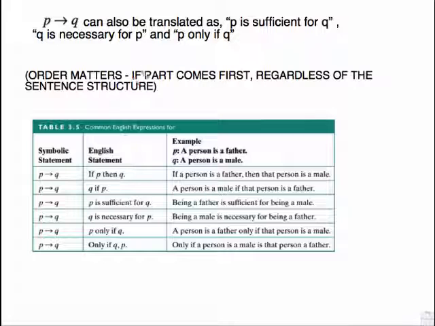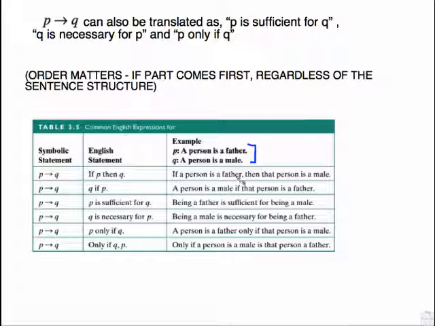Now there's a couple different translations for this if P then Q. It can be translated as P is sufficient for Q. It can be translated as Q is necessary for P. And you can also see P only if Q. So order matters: the if part comes first, regardless of the sentence structure. So let's take a look at this little chart here. This is our standard. When you see the P, and you have the arrow and the Q, that translates to if P then Q. So here's our two simple statements.